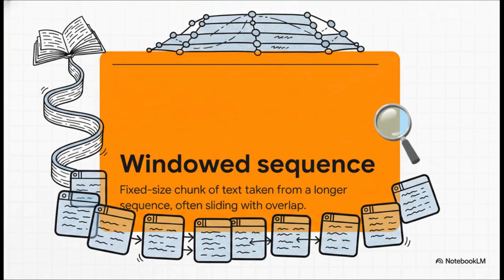To really understand how AI ingests the massive, overwhelming amounts of text on the internet, we have to look at what's called a windowed sequence. Since models can't read the whole internet at once, they process text in fixed-size overlapping chunks. It's very much like a human reading a massive 1,000-page book, just one single page at a time. It just keeps sliding that window forward.